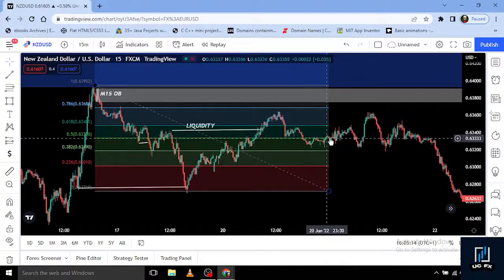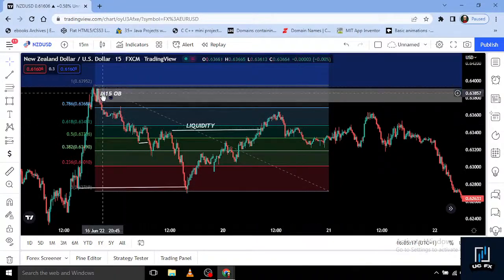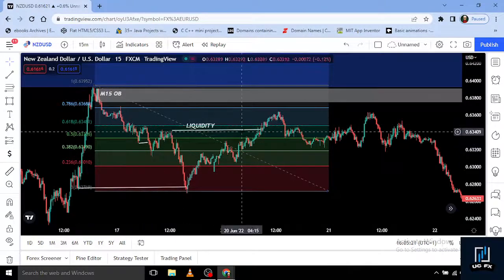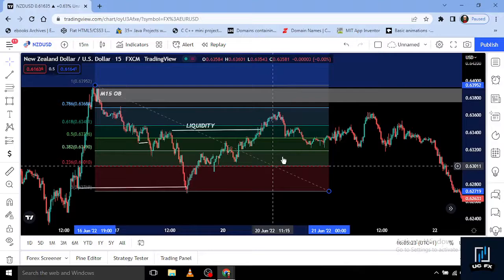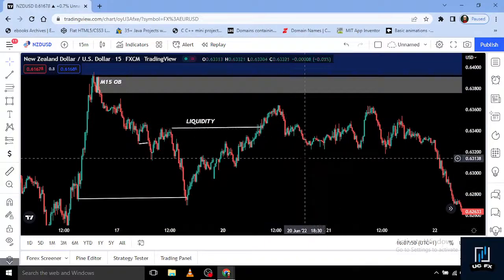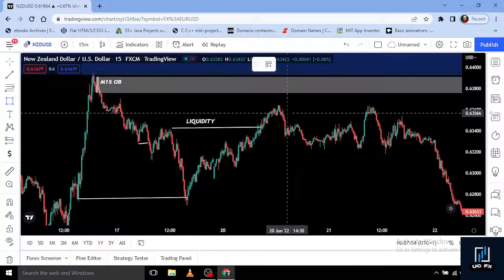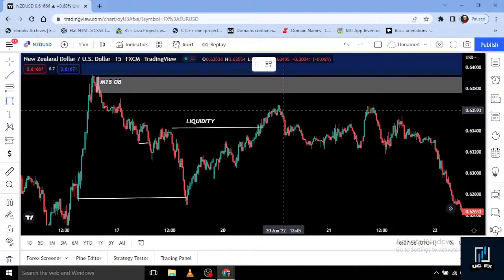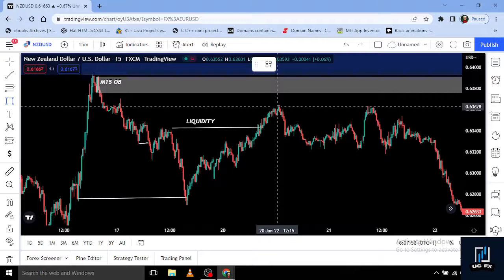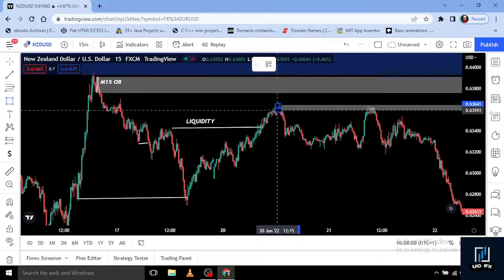We then came down to the lower time frame. We marked out the same thing: order block formation, break of structure, liquidity, discount level. Then what next? As you can see, if you go down lower to the 5 minutes time frame, you would as well spot a nice order block inside this area.